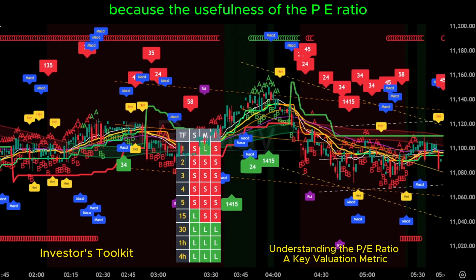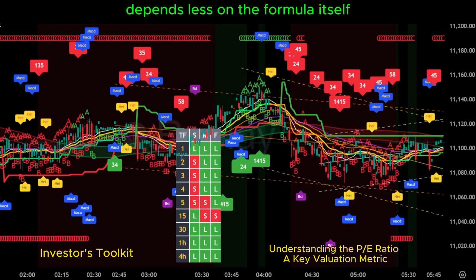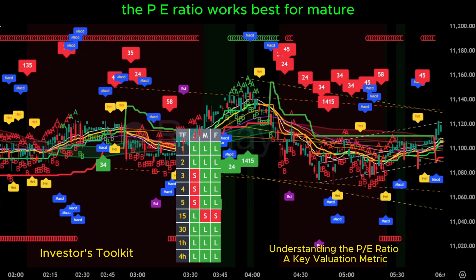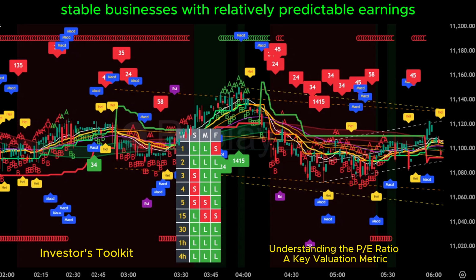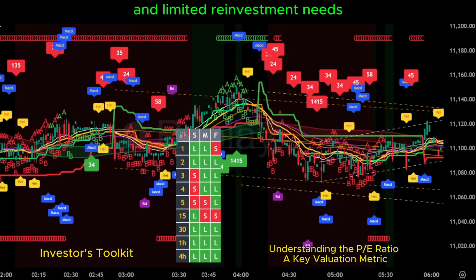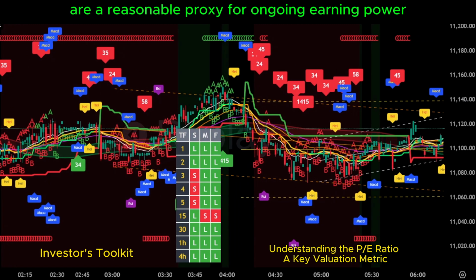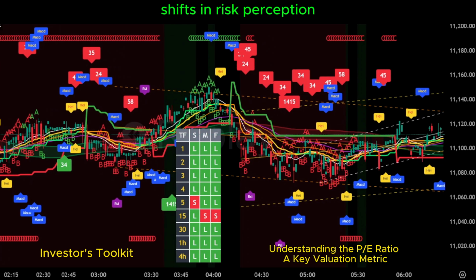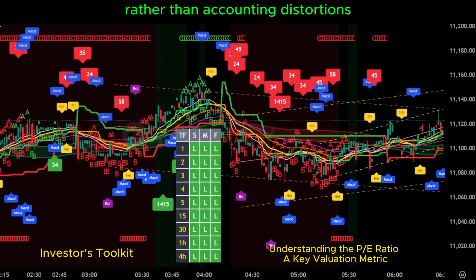Because the usefulness of the PE ratio depends less on the formula itself and more on what kind of company you are applying it to. The PE ratio works best for mature, stable businesses with relatively predictable earnings and limited reinvestment needs. In these cases, current earnings are a reasonable proxy for ongoing earning power, and changes in the multiple often reflect shifts in risk perception or growth expectations rather than accounting distortions.